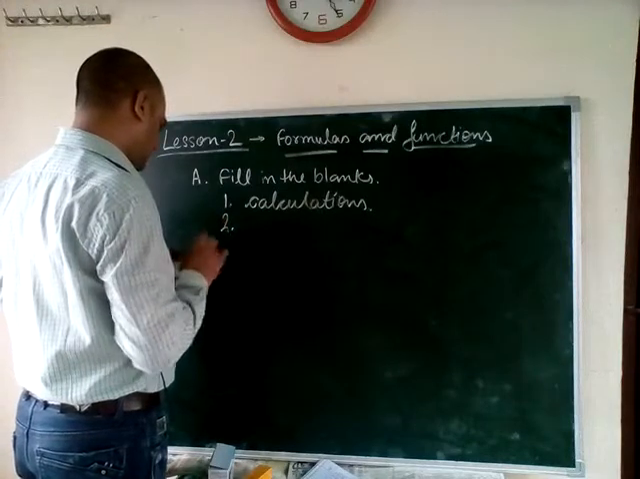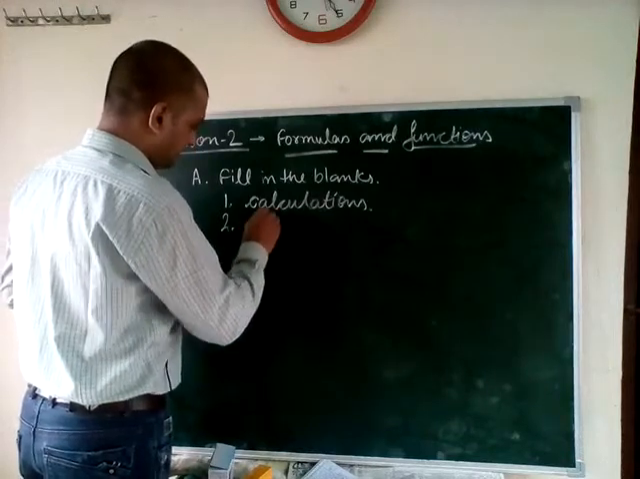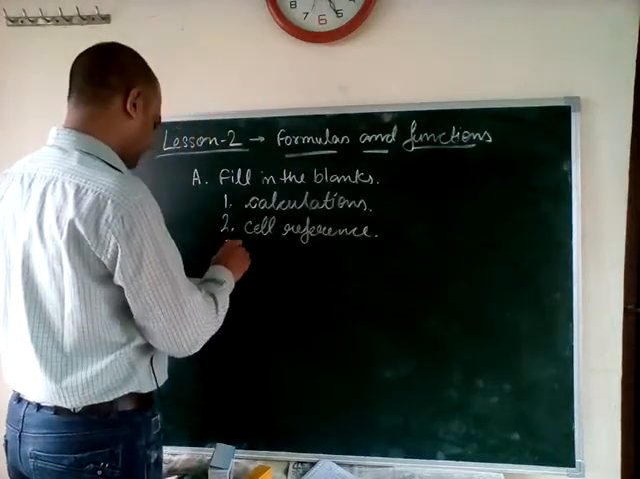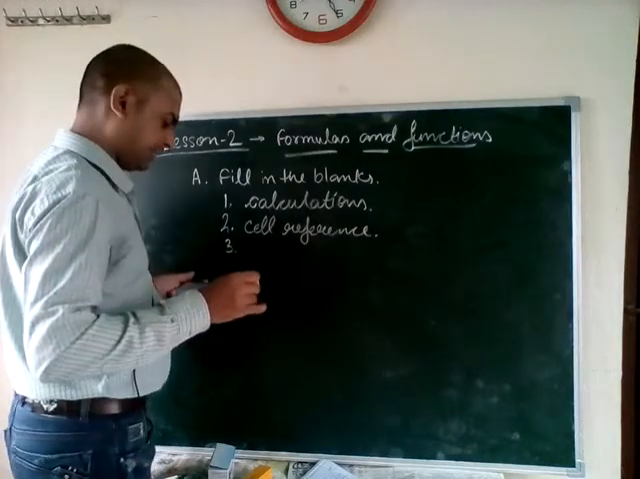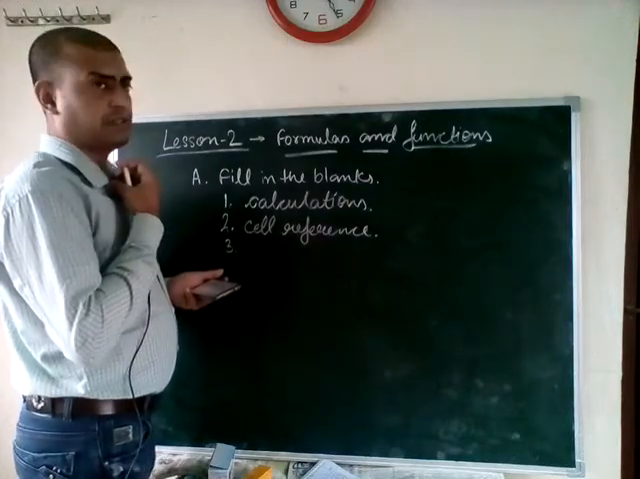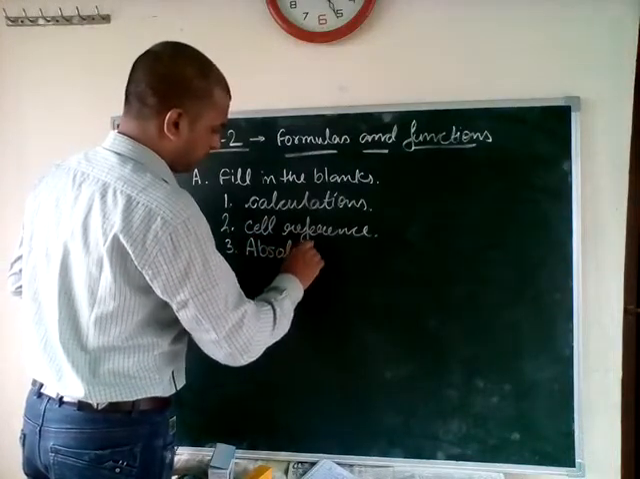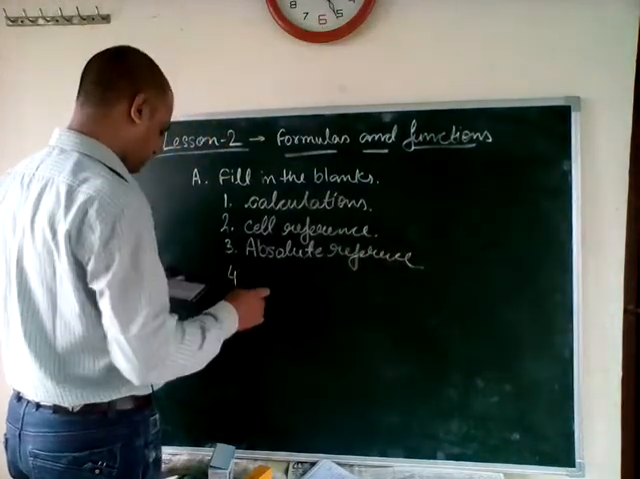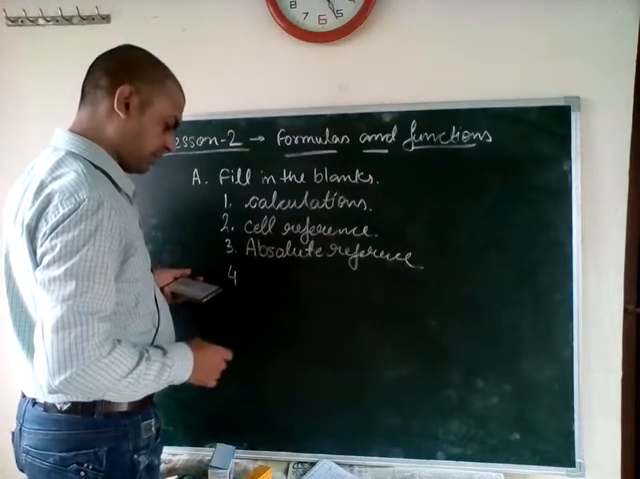Number 2, the cell address in a formula is also called cell reference. Number 3, the cell address in the formula that does not change on copying is considered as, just as I have discussed, in absolute reference it will not change, and in relative reference it is changing. So the answer is absolute reference. Number 4, dash are input to the functions which accept values as number or text.